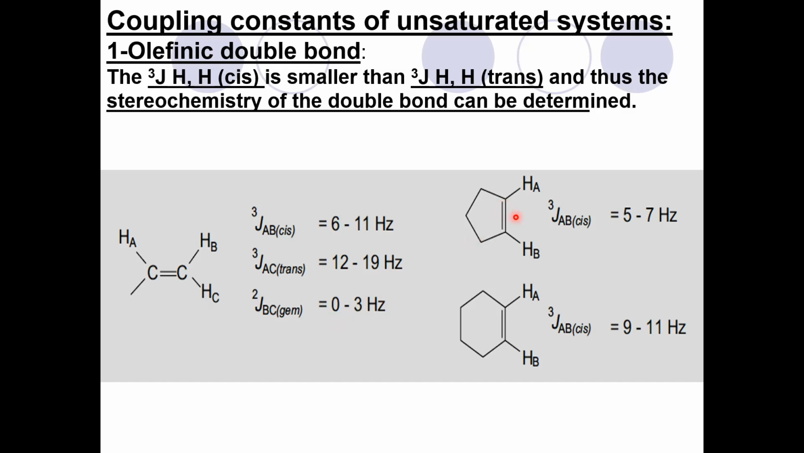The 3J coupling constant in the case of cyclic structures or cyclic olefins is affected by the ring size. For example, in cyclohexene, the 3J coupling constant is from 9 to 11 hertz, whereas in cyclopentene, its value ranges from 5 to 7 hertz.